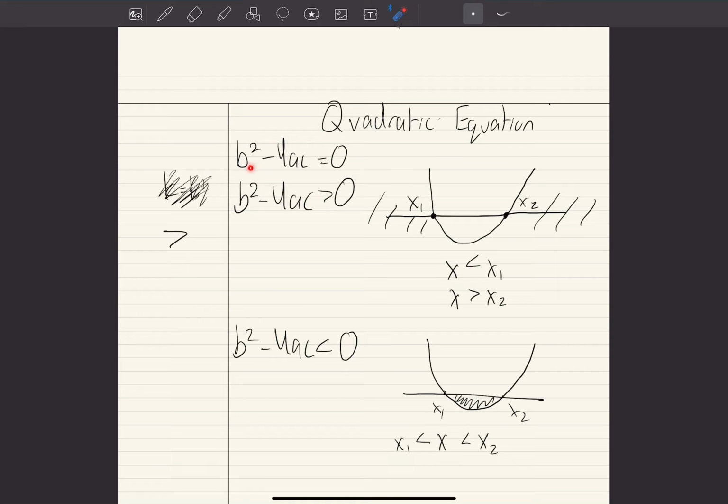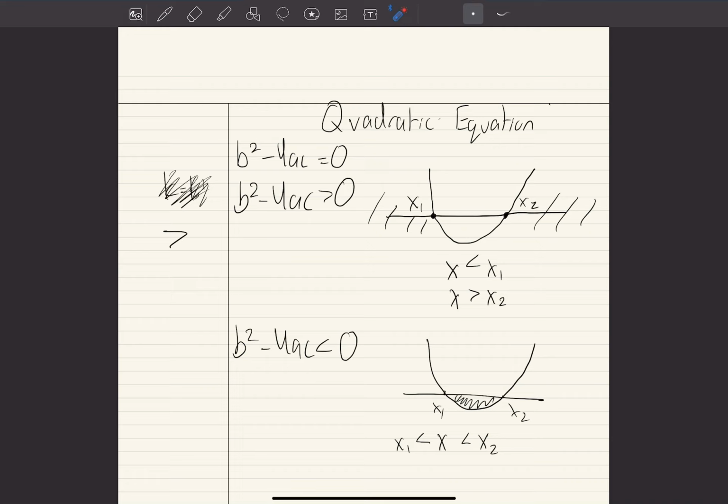Now for tangent, meaning that it only has one root, one solution, or no distinct solutions, but these solutions are the exact same. You get b squared minus 4ac equals 0. Here you won't get more than one answer. Any variable that you need to find, you will only get one definitive answer.